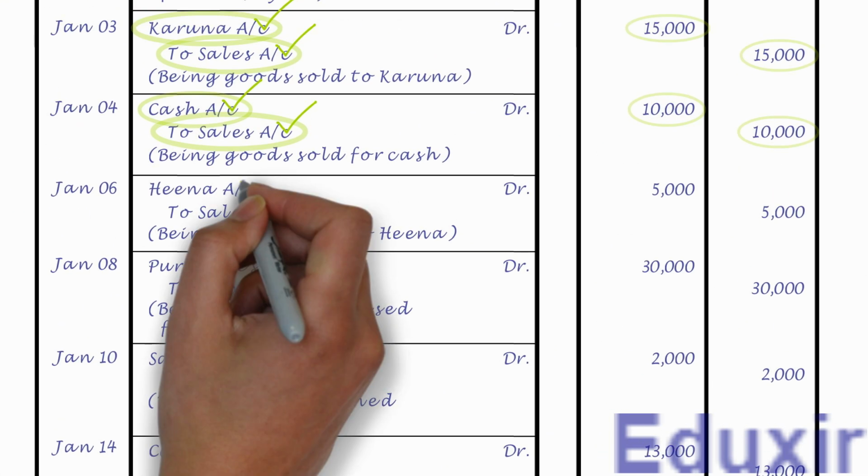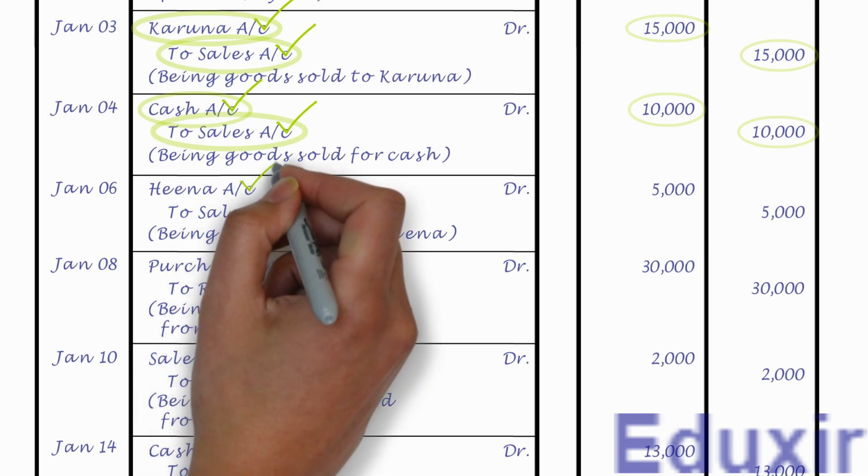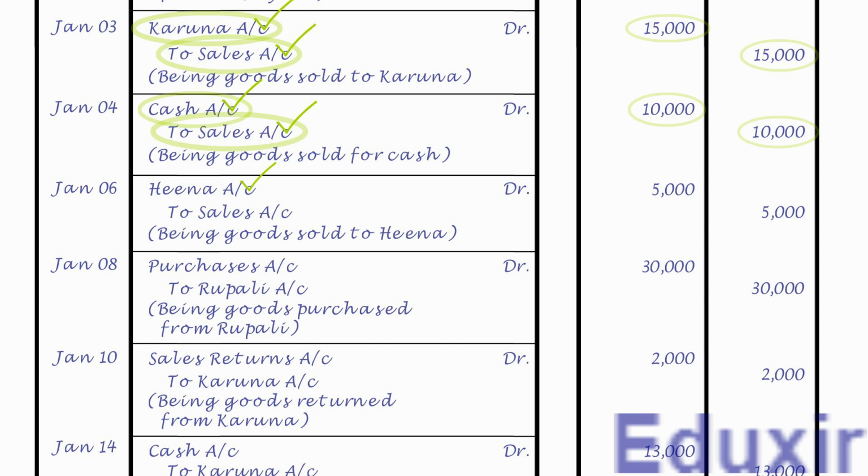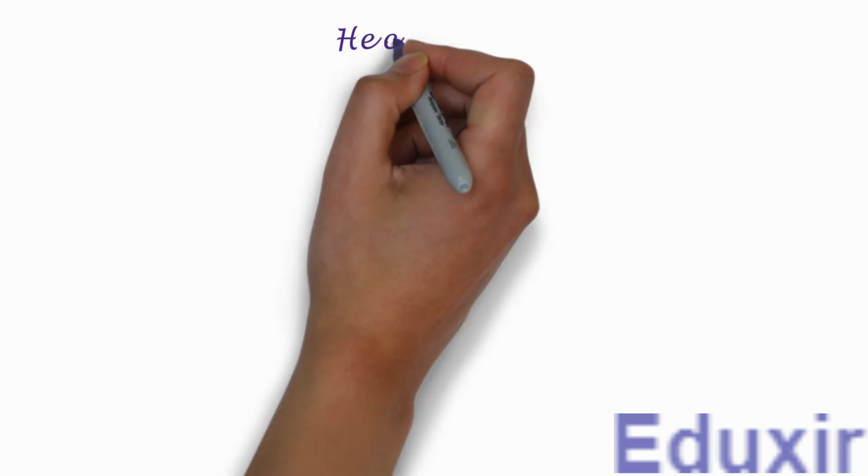As the name suggests, it needs to be posted on the debit side of Hina account and the debit amount is 5,000 rupees. Note that the details that need to be posted into the particulars column is sales account. For posting this entry, we need to create a ledger account for Hina as it is not yet created. Let us first write the title as Hina account.